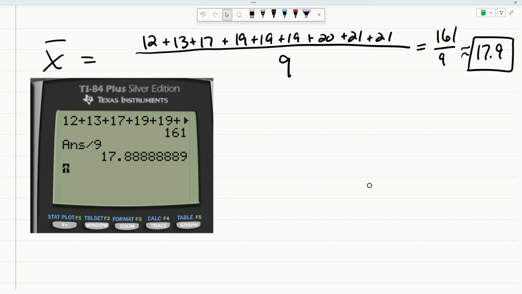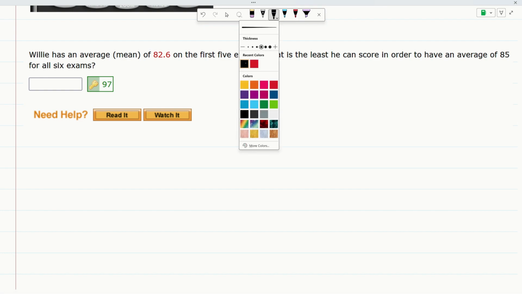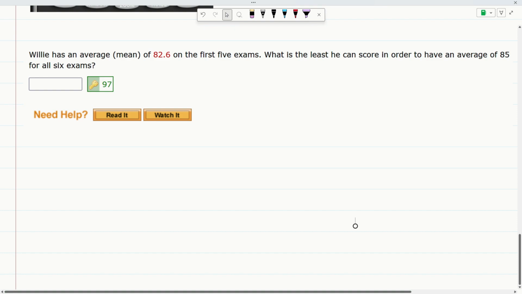All right, so I'm going to show you one from your homework, okay? So our numbers may be the same, and if they are, great. But if they're not, then just follow along with your problem whenever you get there. But Willie has an average mean of 82.6 on the first 5 exams. What is the least he can score in order to have an average of 85 for all 6 exams?